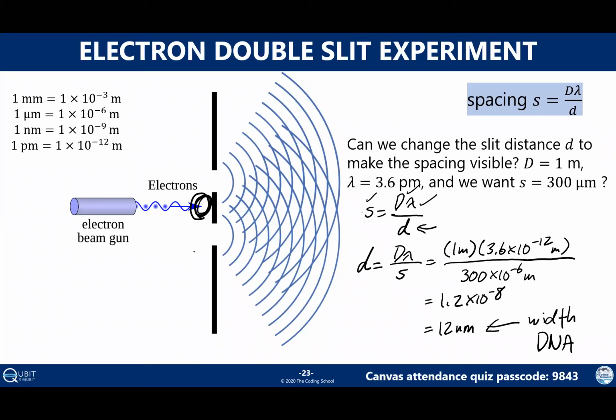So the natural question next is, how do you do that, right? These slits are so close together. It would be very difficult to manufacture something with slits that close. Is there anything else we can use? And the answer is yes.